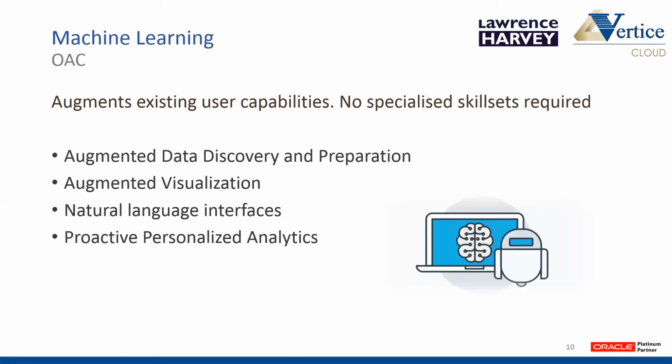So ML in OAC provides augmented data discovery and preparation. It can auto suggest one-click cleansing, prep, and enrichment. You get augmented insights, so machine-generated visuals to uncover deeper insights. There's natural language, as I mentioned before, your natural language search and generation, so you can understand and speak the data. Proactive personalized insights, which will bring relevant insights at the right time wherever you are. There's also a really cool explain feature in OAC, which I'll demo to you. I think it's in the next slide.